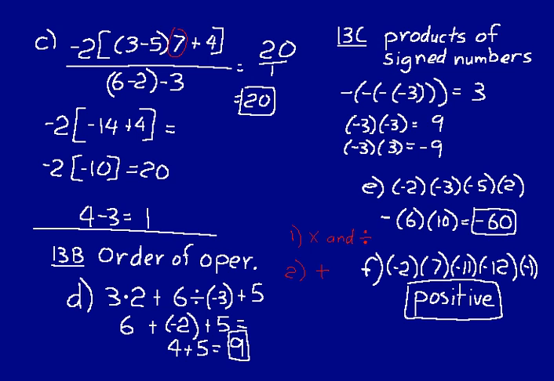So when you have an even number of negative factors, the answer will be positive. If you have an odd number of negative factors, the answer will be negative. We've proven that before with our concept of opposites in Lesson 7, and then also working with signed numbers in Lesson 9. This rule that we're learning here is basically a shortcut based on what you already know. Okay, well that's all for Lesson 13.